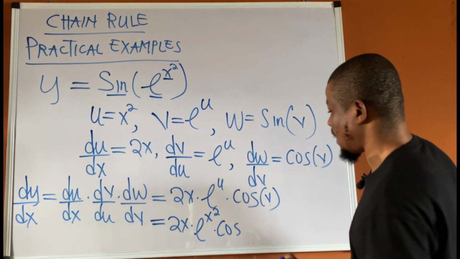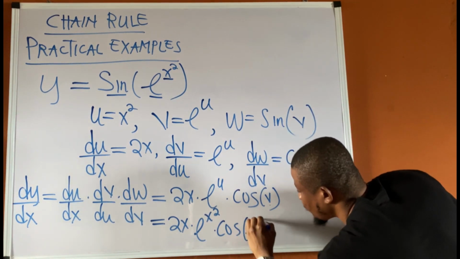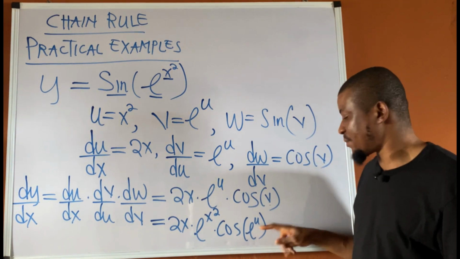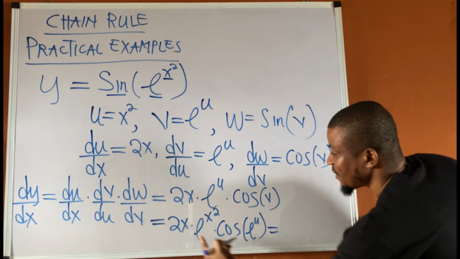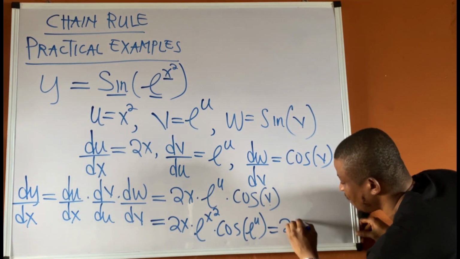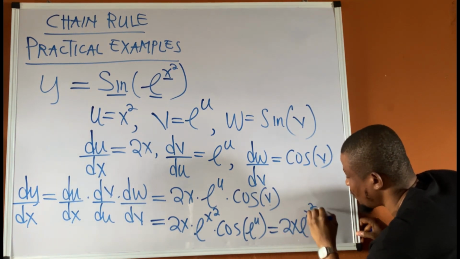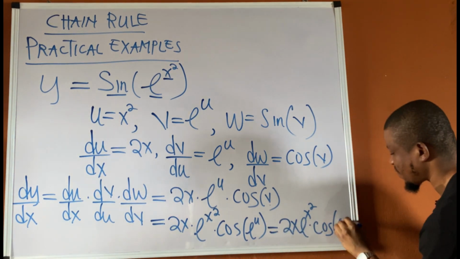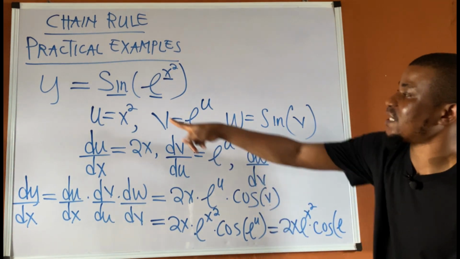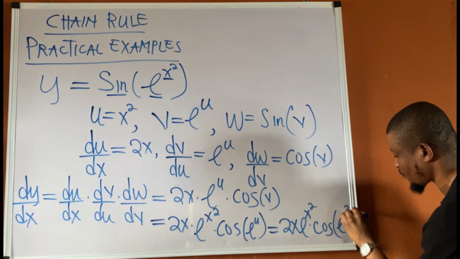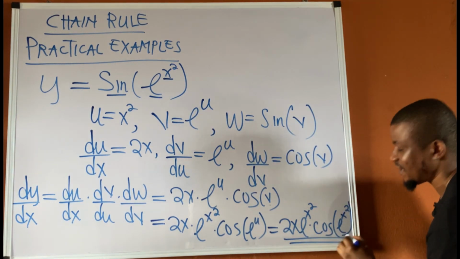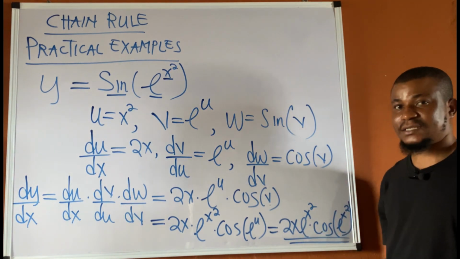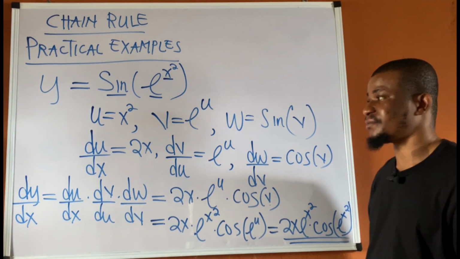V is e^u. So this gives me e^u. But this is still in terms of u. It is not yet in terms of x. So I'll keep on simplifying this. If I multiply this, I have 2x e^(x squared) times cos of e^u. Then my u now is x squared. And this will give me my dy/dx. And everything is in terms of x. And that's my dy/dx.